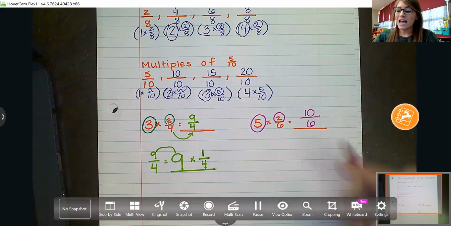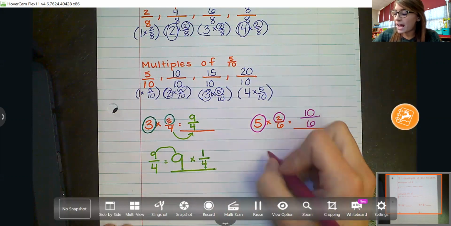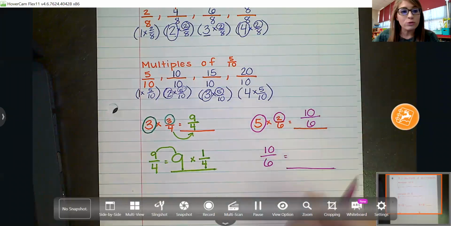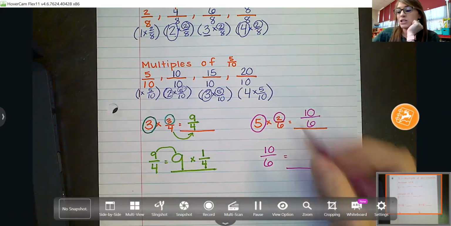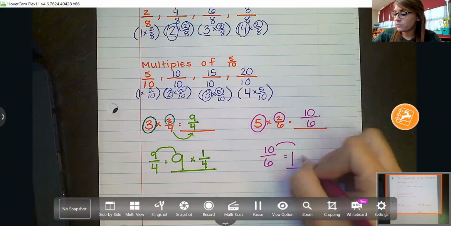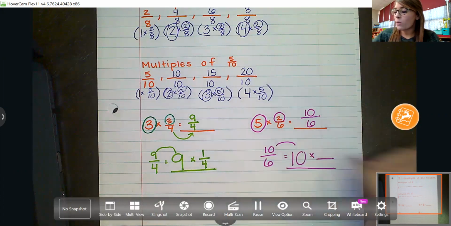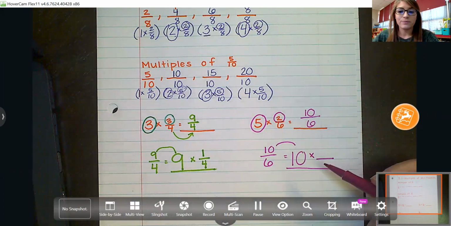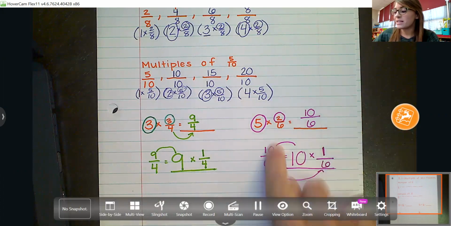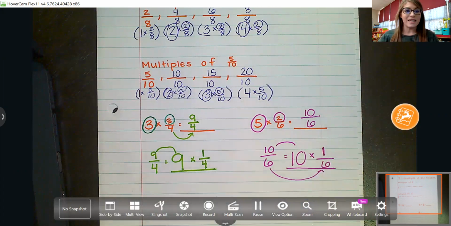Now, I want to do the same thing that we did with this one. Let's write 10/6 as the product of a whole number times a unit fraction. Okay, so if we look at 10/6, what is my whole number going to be? Very good. It's going to be 10 times, what will my unit fraction be? Very good. My numerator is 1, and that denominator is 6. So 10/6 is the same thing as 10 times 1/6. All right, guys. Very good.